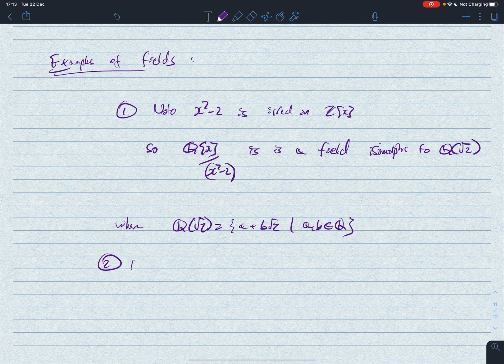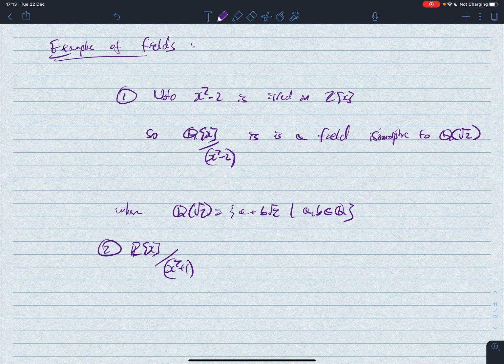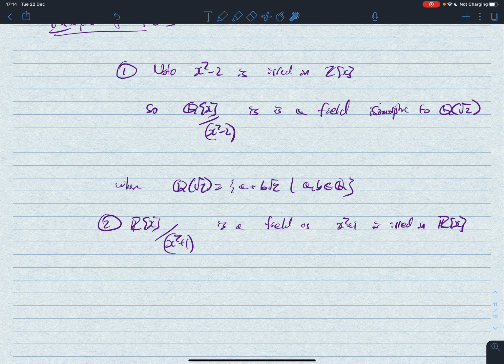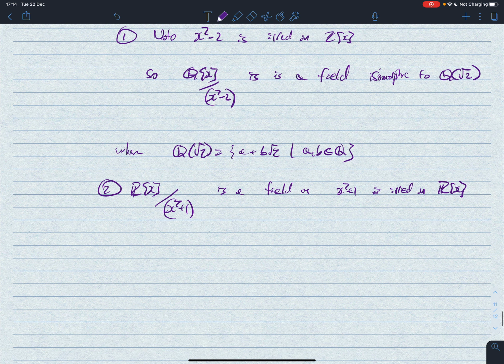Secondly, we have R[x] modulo x squared plus 1, which we already checked was irreducible. This is irreducible not just over the rationals, but also over R because the square root of minus 1 isn't in there. This is a field as x squared plus 1 is irreducible in R[x]. Note that for this to be a field, I need this polynomial to be irreducible in R[x] now. So my previous criteria aren't working because I'm working with R[x] now. They were all for Q[x]. But in this case, this is an easy enough polynomial to check.